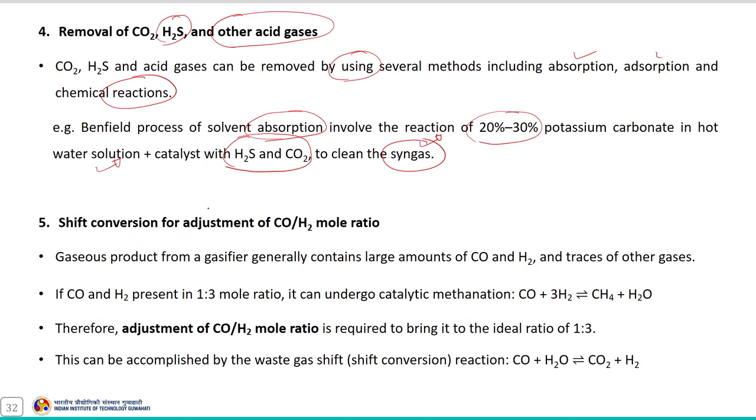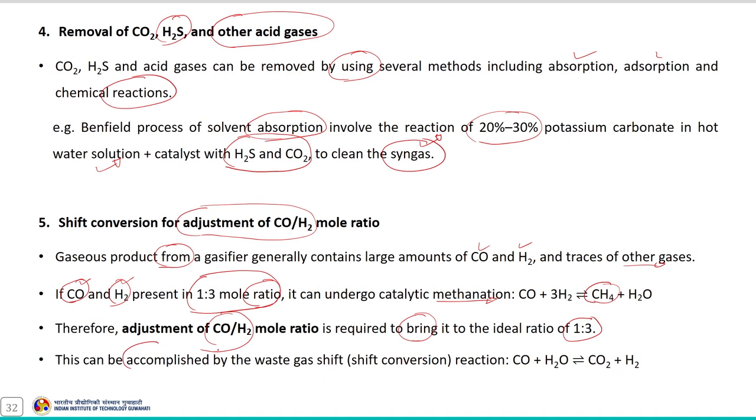Followed by that is the shift conversion for the adjustment of the carbon to hydrogen molar ratio. Since we know the gaseous product from the gasifier mainly contains a large amount of carbon monoxide and hydrogen along with traces of other gases, if this carbon monoxide and hydrogen is present in a 1:3 molar ratio, it can undergo the catalytic methanation process to form methane. In case the CO and hydrogen are not present in the proper molar ratio, then the adjustment of the carbon to hydrogen molar ratio is required to bring it to the ideal ratio of 1:3, because this is the ideal ratio for the catalytic methanation reaction.